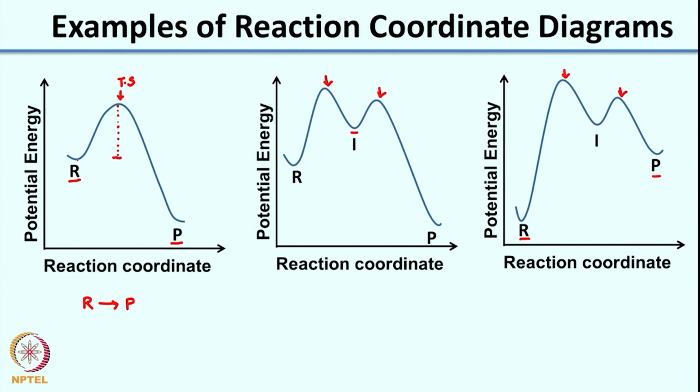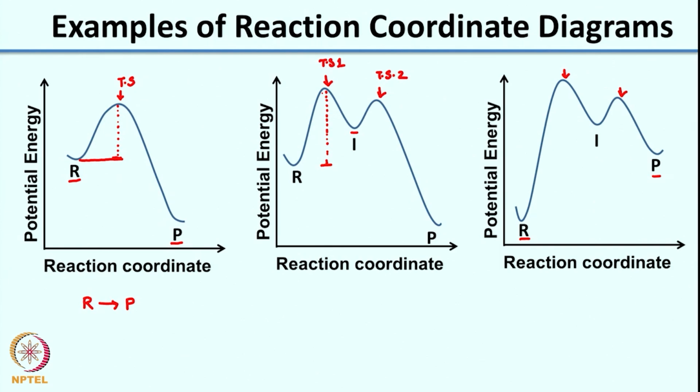So this is the energy of the reactant. By a dotted line, you can look at the energy difference between the reactant and the transition state. In this case, you have two transition states, transition state 1 and transition state 2, and this is your reactant energy. So we have drawn the energy with respect to the reactant.